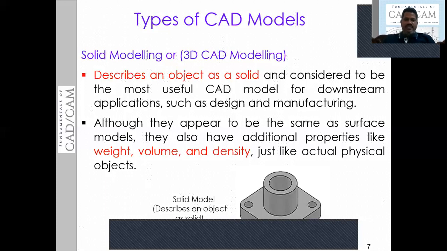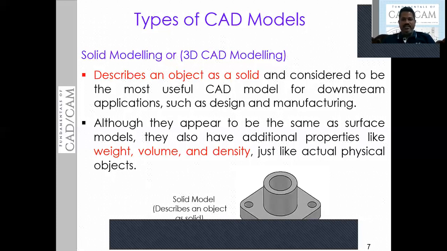That means the additional properties are the physical properties that you can assign to this solid model. When you compare with the surface model, you can assign the physical properties to the solid model, whereas in the case of the surface model, you cannot assign physical properties. It gives us a very clear picture, and this model is used in the downstream applications such as design and manufacturing. After creating this solid model, you can send this model for analysis also.